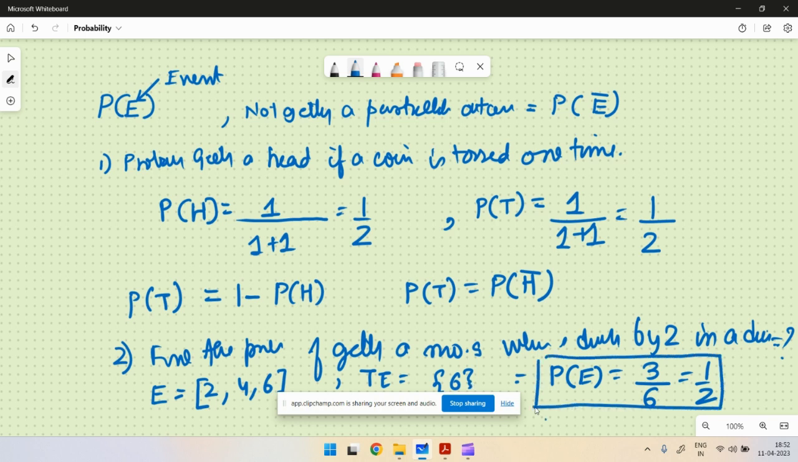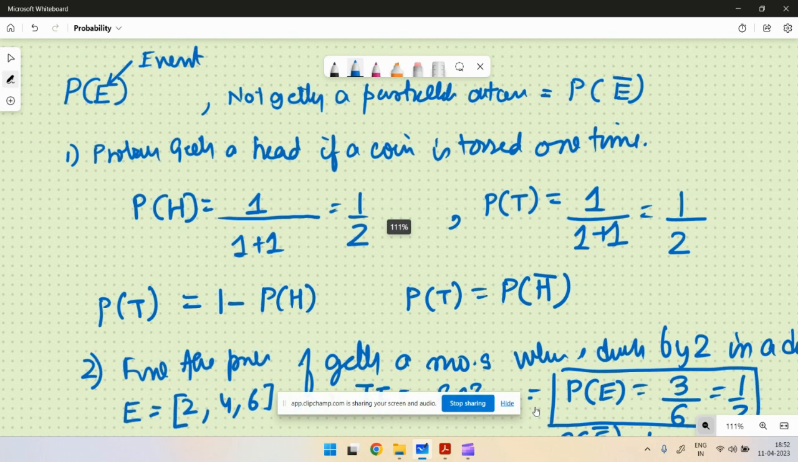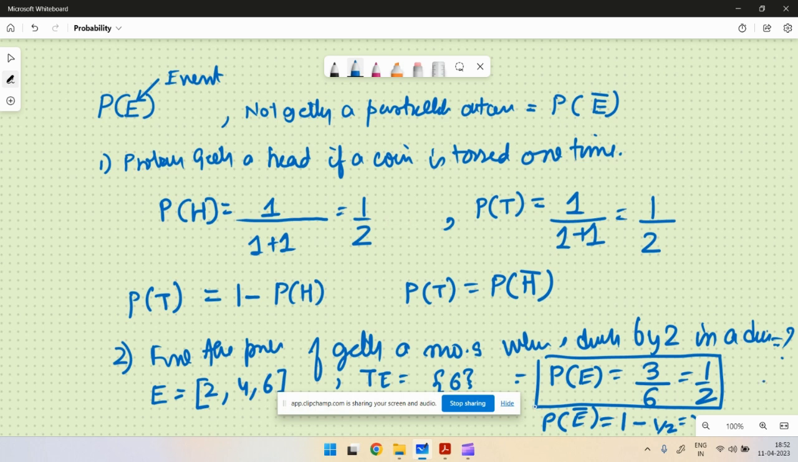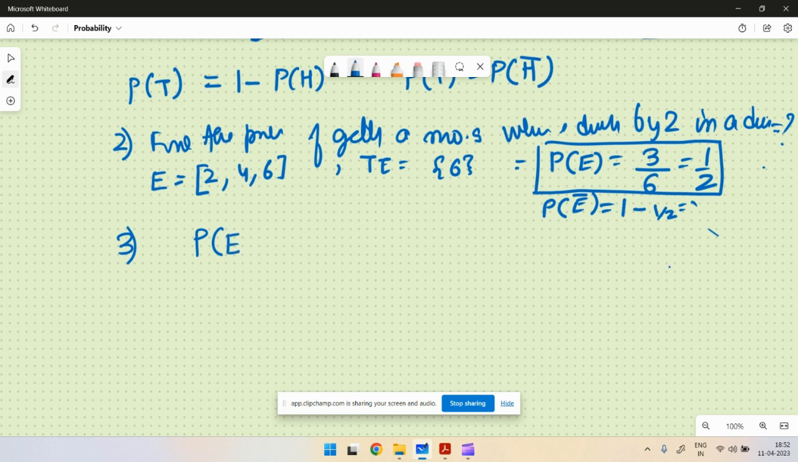And the probability of not getting an even number, or of getting a number which is not divisible by 2, is nothing but 1 minus 1 by 2, equal to 1 by 2. Now from here you can see that the probability of getting a particular outcome and the probability of not getting that outcome sum to 1, which implies that the probability of any event always lies between 0 and 1.